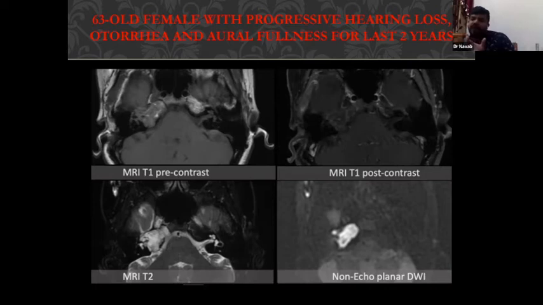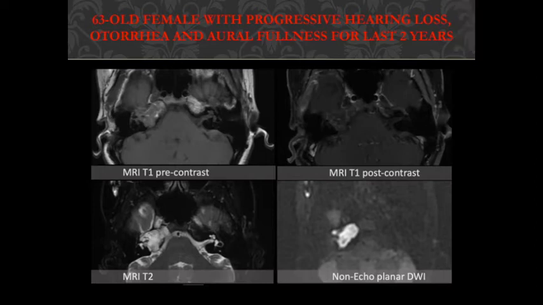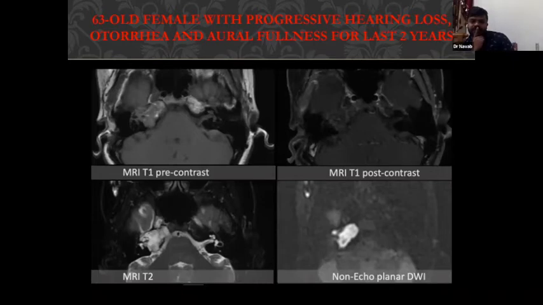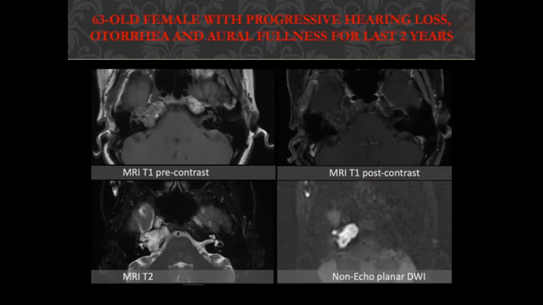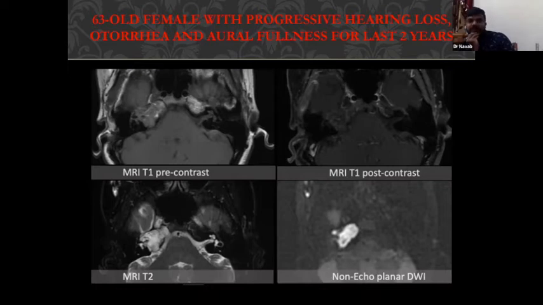Which sequence are we usually using to differentiate cholesterol granuloma from cholesteatoma? Diffusion restriction. So this is diffusion bright, right? Yes, sir. What will be the difference with the cholesterol granuloma? What will be the appearance? Cholesterol granuloma will be T1 hyperintense. Yeah, very good. Okay. So this is a petrous cholesteatoma.